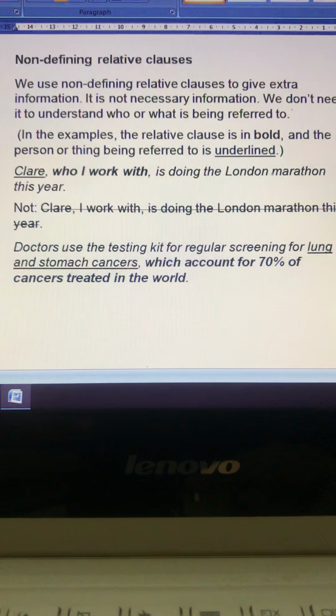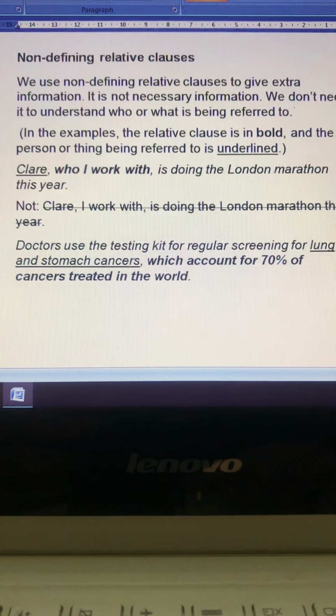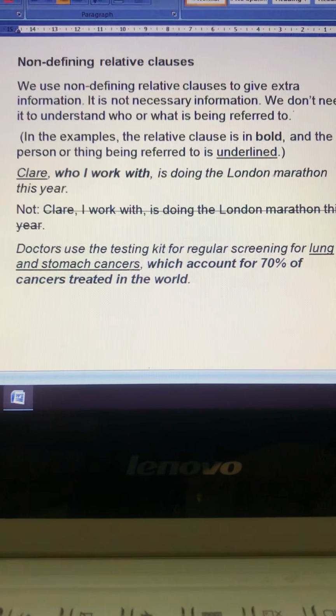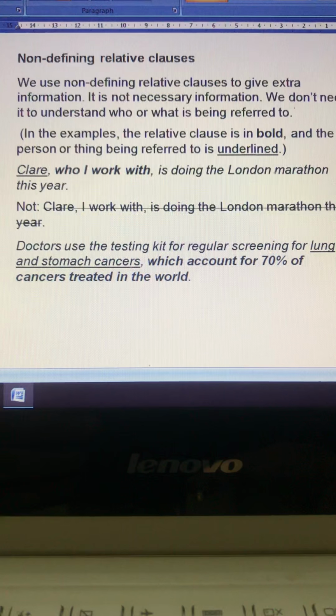So, in your book, at page 63, as we mentioned before, you're gonna have a grammar question. You need to solve it as homework.